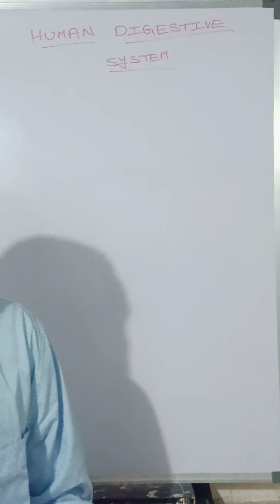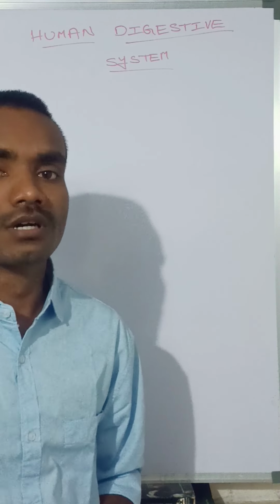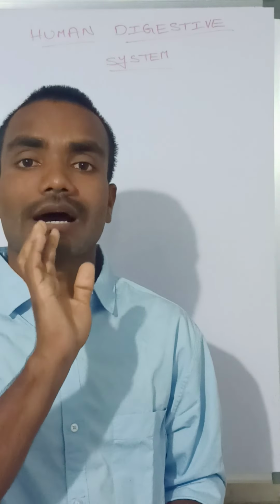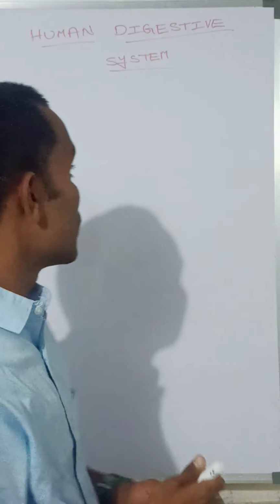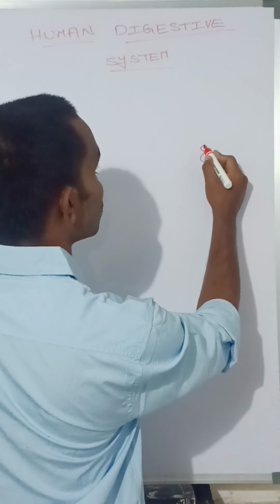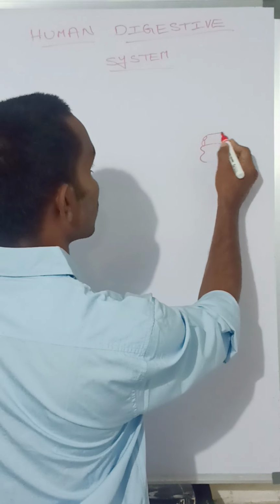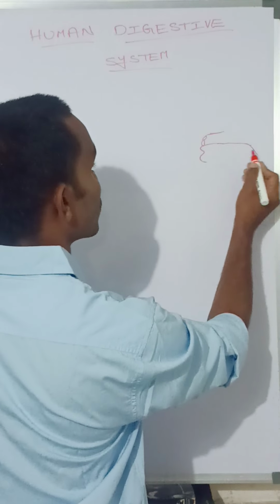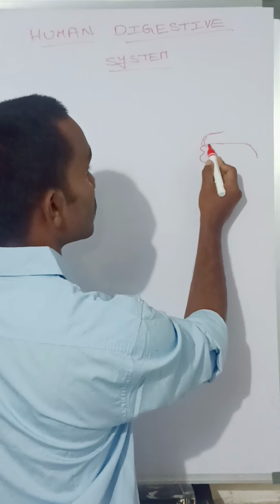this buccal cavity is separate from the nasal cavity by the nasal septum. When you open the mouth, the upper portion is called the palate, anterior hard palate and posterior soft palate. For example, this is the mouth, and this is the nose, like this. This is the septum. If you observe here, this is the nasal septum.